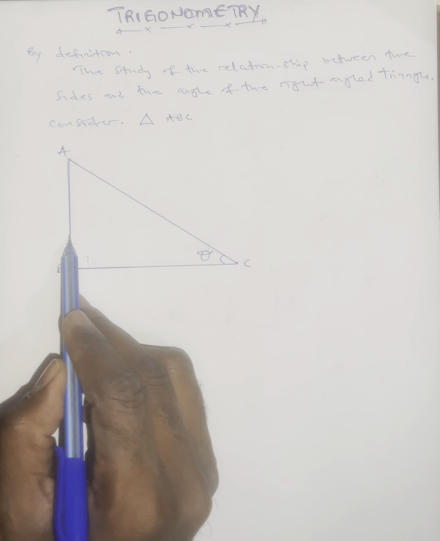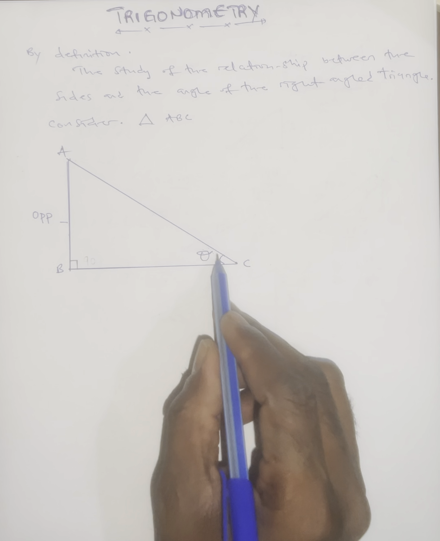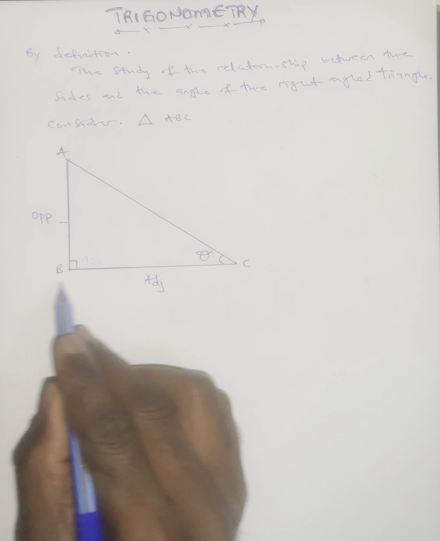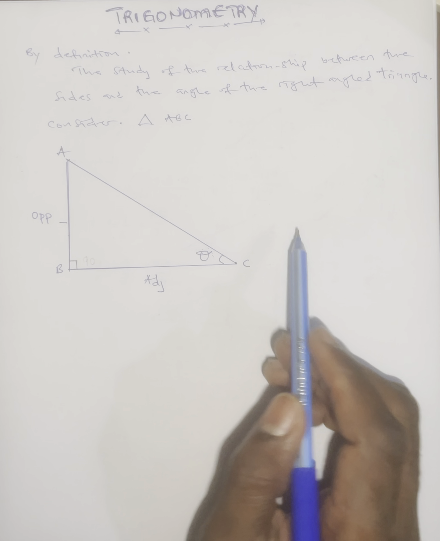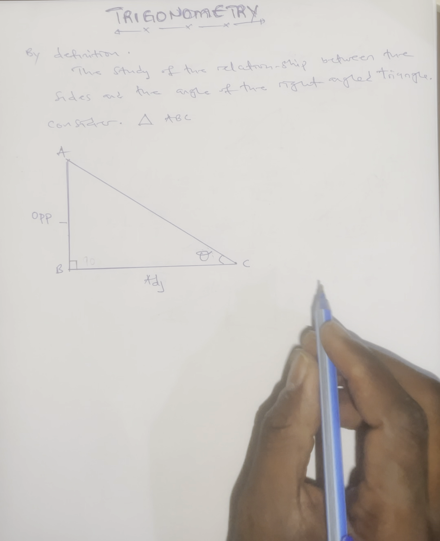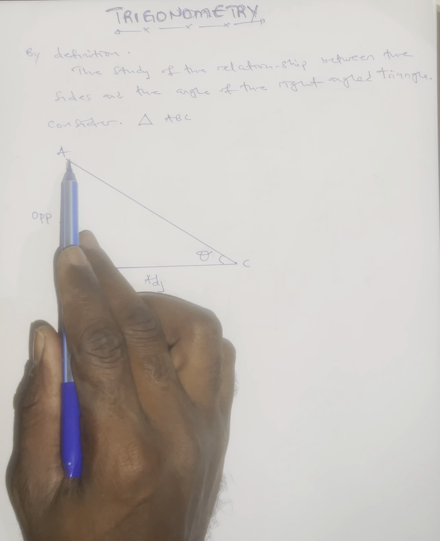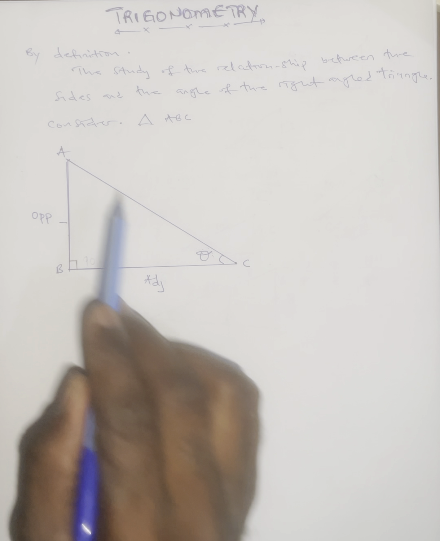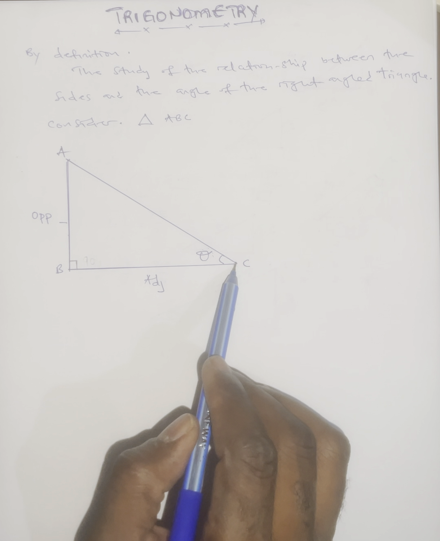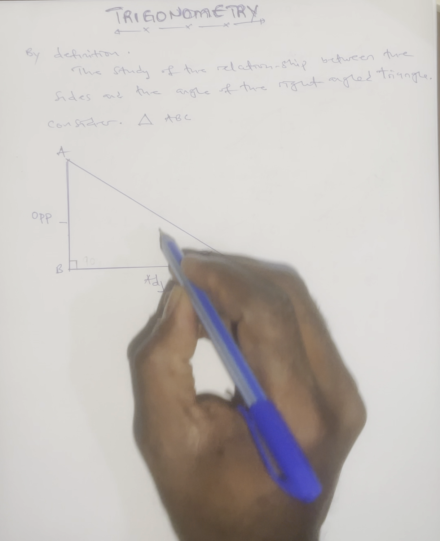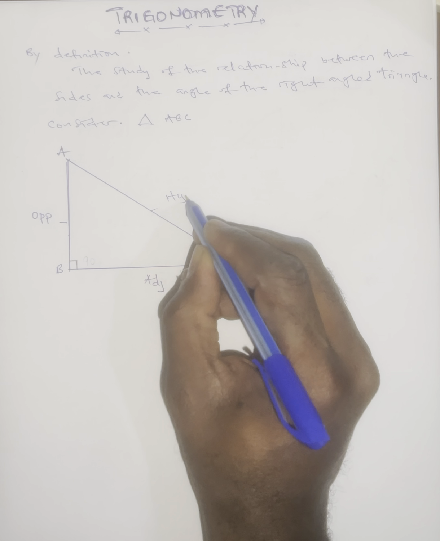And for the same angle of consideration, this side BC is the side that lie next to an angle. It is called the adjacent side, lie next to an angle. And the side AC, it is the side that is stretched under the 90 degree to join the two ends, between the opposite and the adjacent. It is called the hypotenuse side.